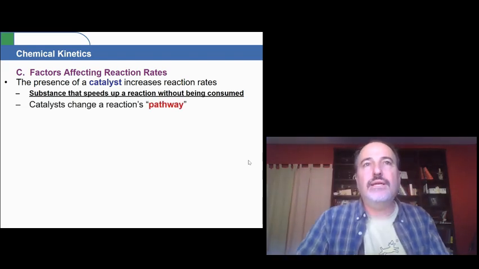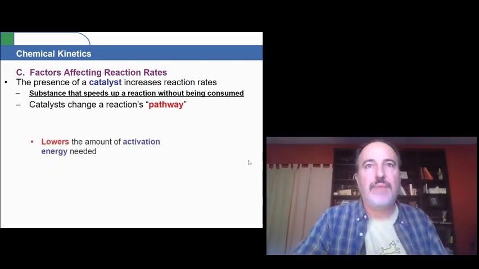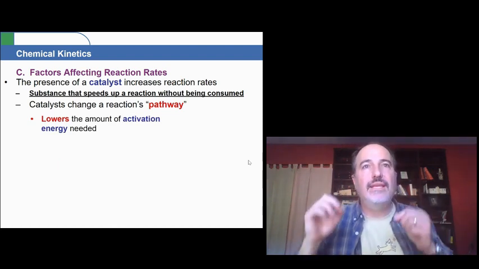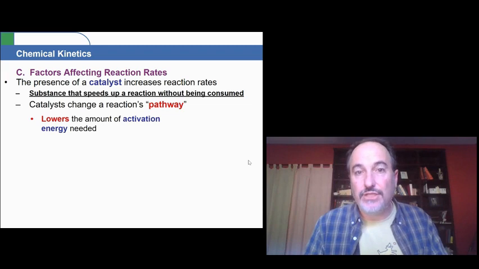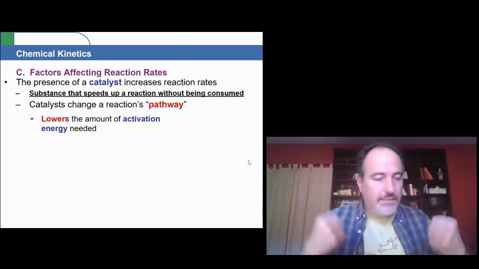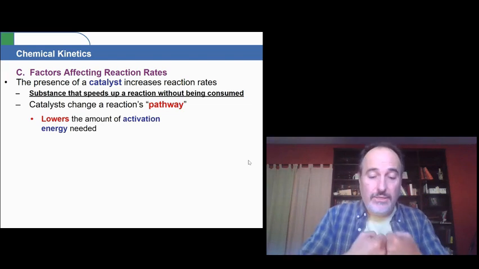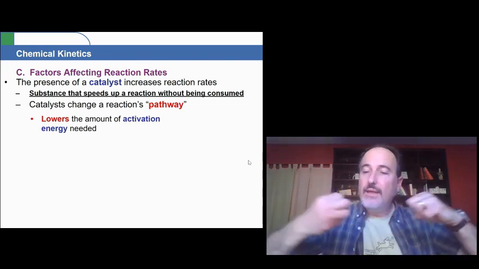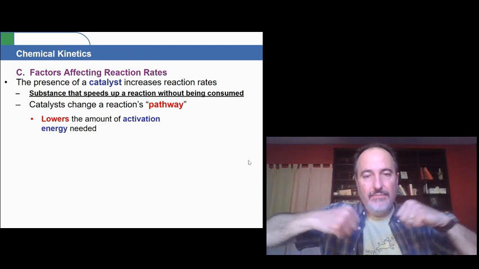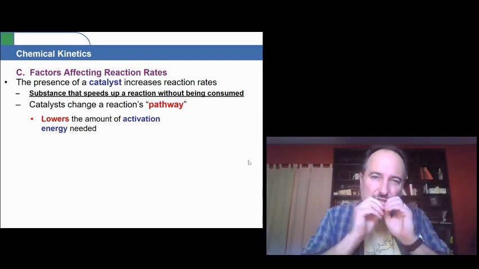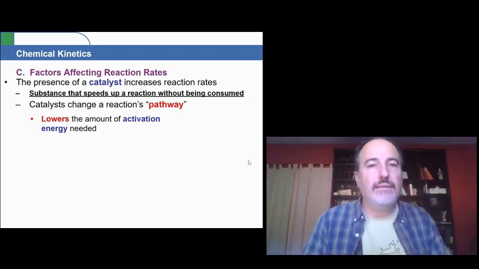And the way they do it is they actually change the reaction's pathway. Technically, what they do is they lower the amount of activation energy needed. They make it so that the particles don't have to hit as hard. Most of the time, they do it by orienting them in just the right way so that when they do collide, they hit it just right that it helps break the bonds.